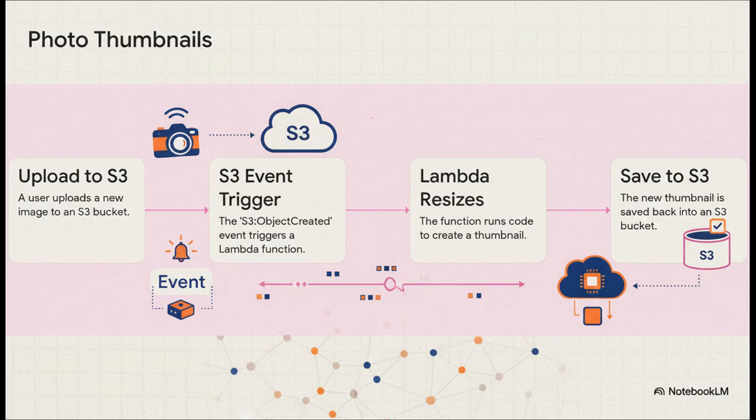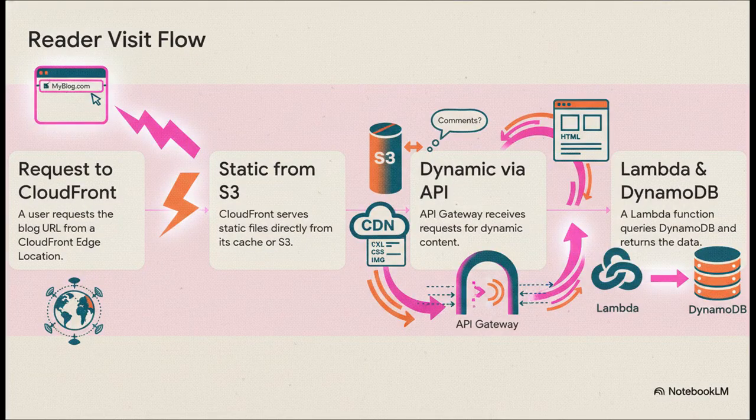It's beautiful. Now let's look at it from the other side, from a reader's perspective. They go to myblog.com. All the static stuff, the HTML, the CSS, the images, get served up super fast directly from S3. But what about the dynamic parts, like loading the comments section? Well, that request goes to our front door, API Gateway. It then triggers a Lambda function, which zips over to DynamoDB, grabs the comments, and sends them right back to the user's browser. It's a seamless, incredibly fast, and infinitely scalable experience.